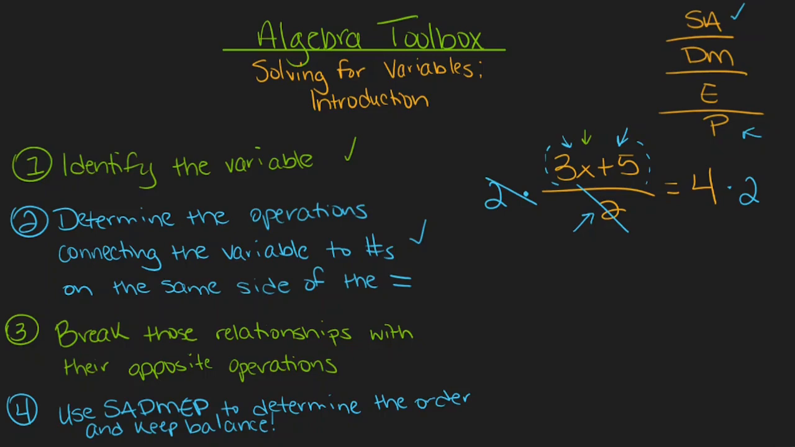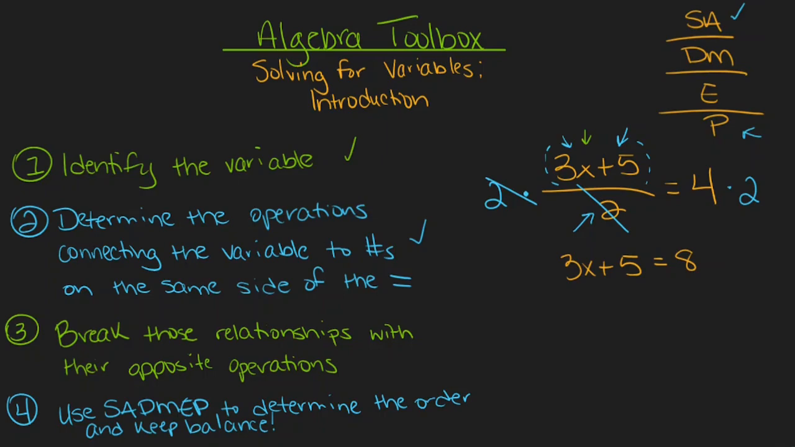Now that we've gotten rid of the 2, the rest of the equation drops down as it had been, but without the 2. So we'll still have 3x plus 5 on the left-hand side, and that's equal to 4 times 2. Well, 4 times 2 is 8. And again, we had to multiply by 2 on the right side as well to keep our balance.